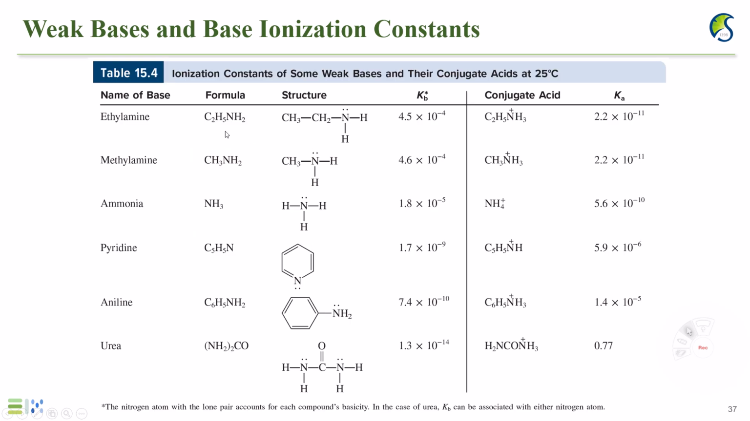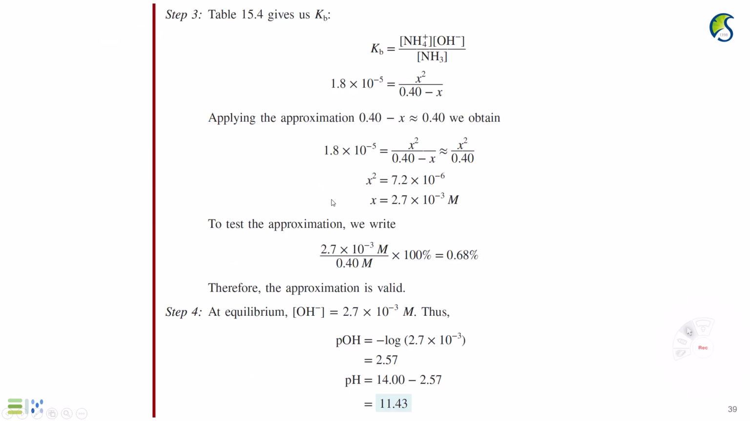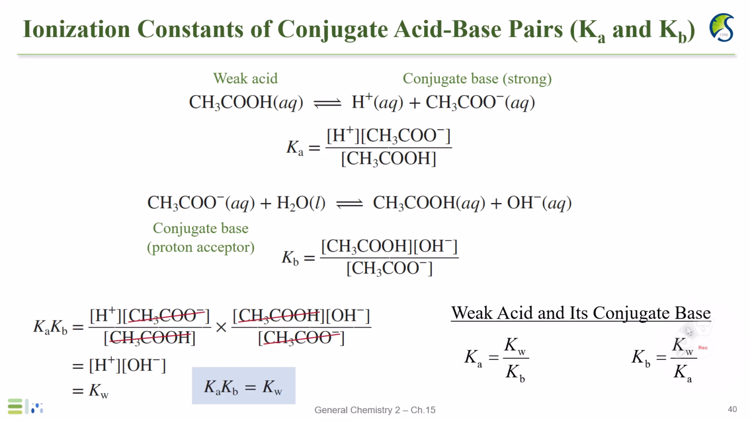Also, for many weak bases, you can define Kb. And if you have a weak base, you always have a conjugate acid, and you can also define the Ka of the conjugate acid. You can do the same thing in the case of a conjugate base. So here the approximation is valid because this is less than 5%. And this is the first page that we are going to study today.